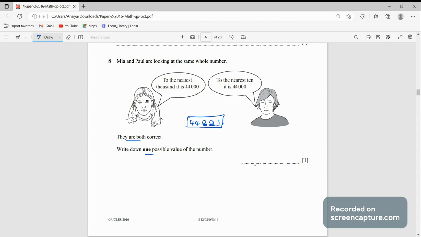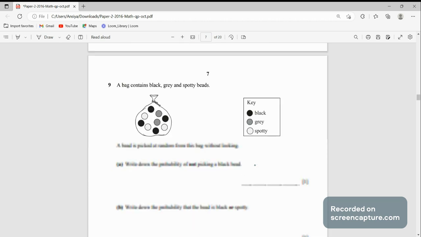See, to the nearest 1000, it is 44,000. And to the nearest 10 also, it is 44,000. We can write any option. This is one answer. And this is one answer. Okay, they are asking us to write any one answer. So I prefer this one. You can have your own answers, which should make sense.